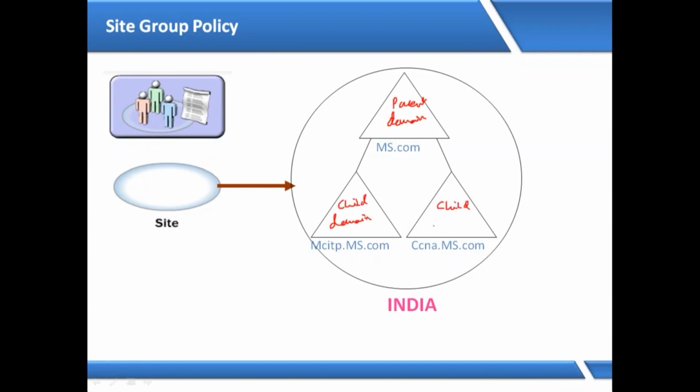Now suppose you want to apply the policy to all the users of this domain, this domain, and this domain also. So we need to apply the policy on site. When we apply the policy on the site, that policy will apply to all the users of multiple domains, not a single domain, multiple domains. This is what you have to remember.